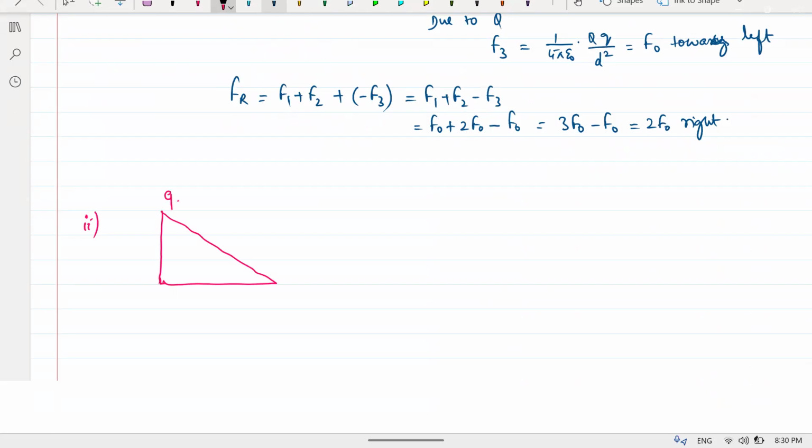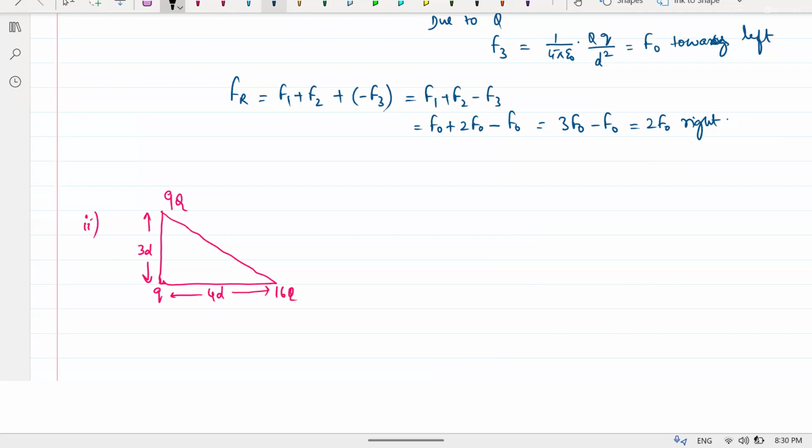This here is 9Q. Here it is 4Q and here it is 16Q. The distance here is 4d, and this distance is 3d. Clear? I need the net force on the small charge.